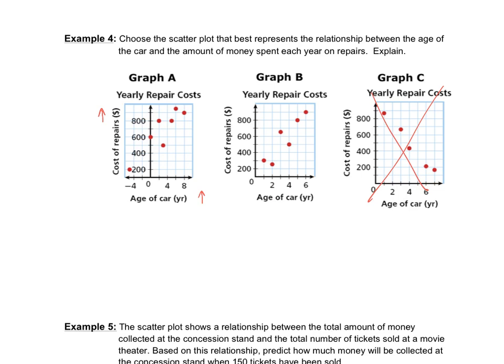And the difference between graph A and graph B is this negative area. Can an age of a car be negative years old? No, so this is not possible for graph A, and therefore it's graph B.